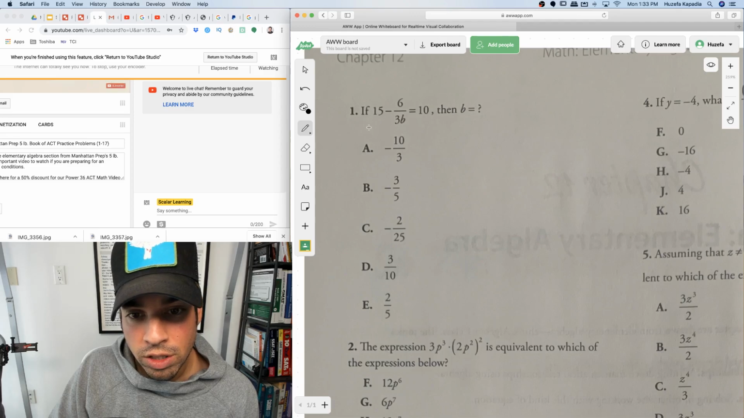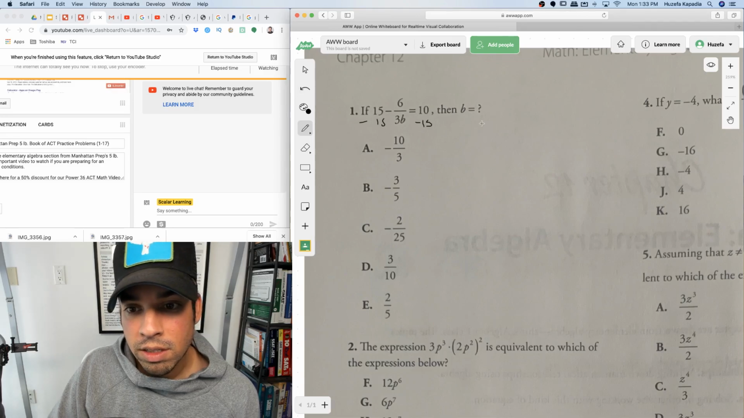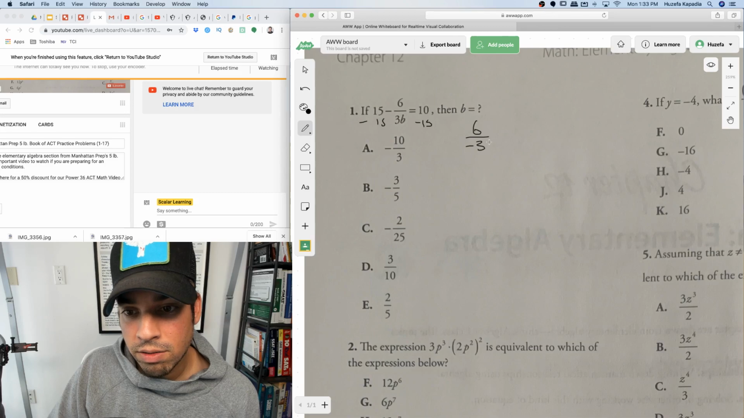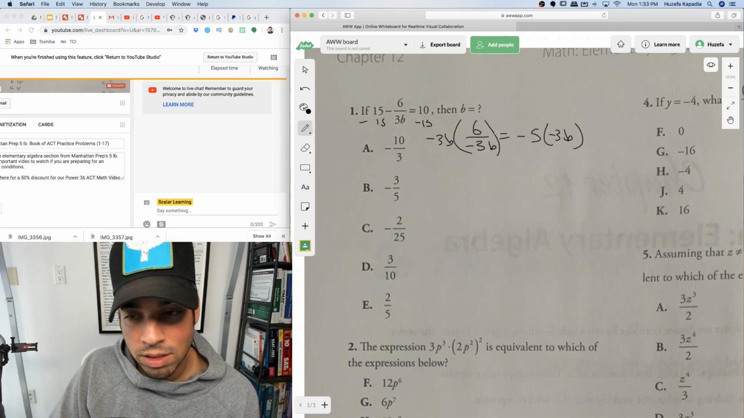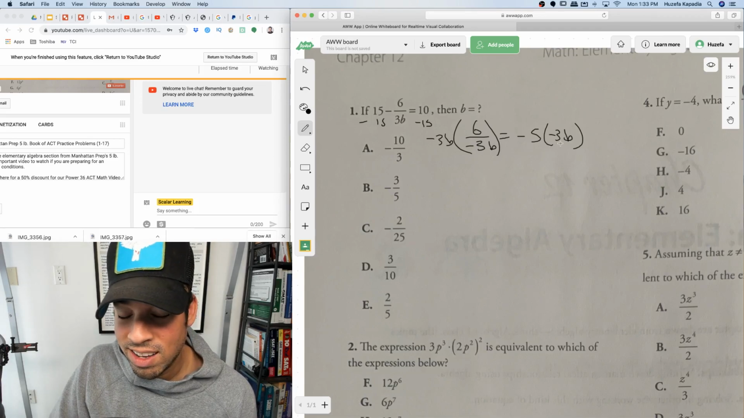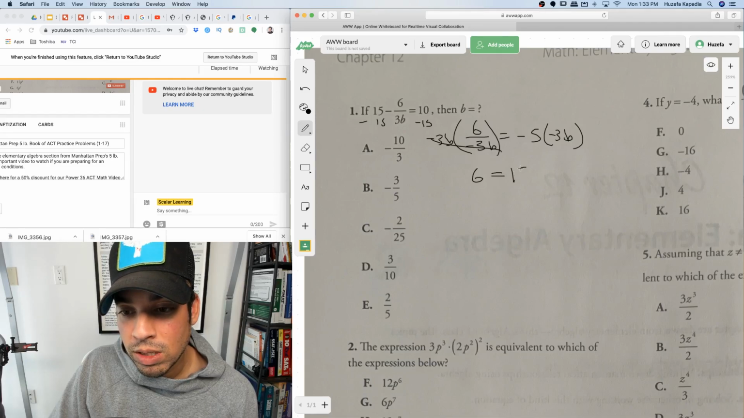So we got this nice equation. Let's isolate b. First, I'm going to subtract 15 from both sides, and I got negative 3b over 6 equals 10 minus 15, which is negative 5. Multiply both sides by negative 3b. Now, why did I decide to put the negative down there? Honestly, it didn't even matter. It's arbitrary. I don't know why I did, now that I think about it. But it happens to work out nicely because the negatives cancel out. So I have 6 equals negative 5 times negative 3, which is 15b.